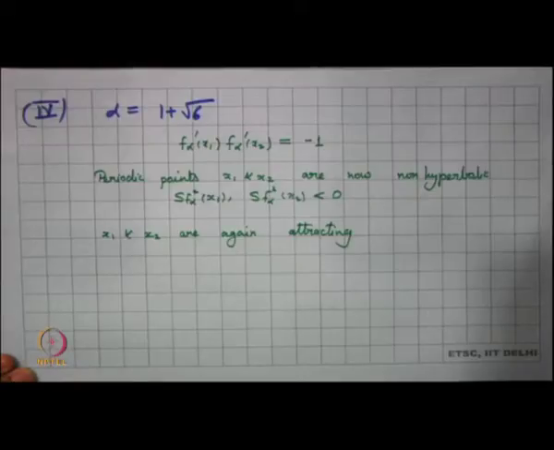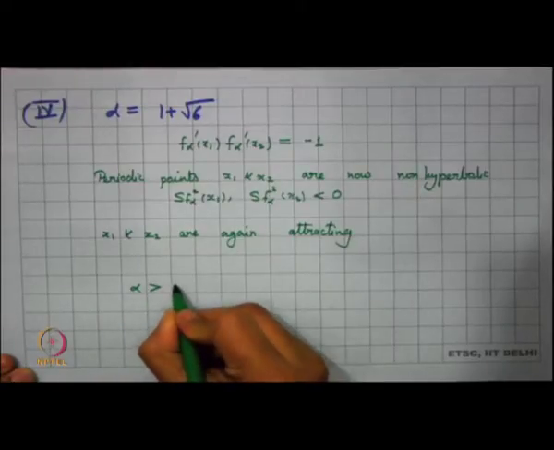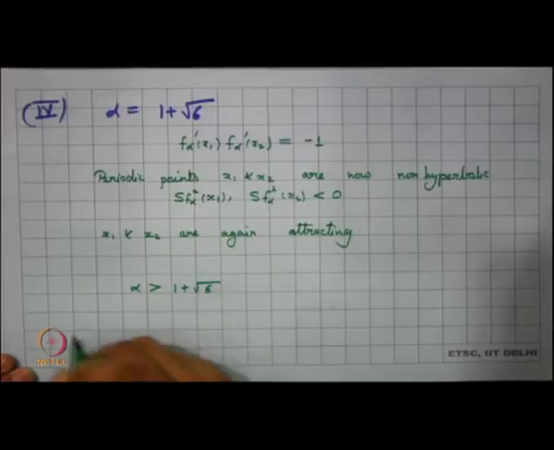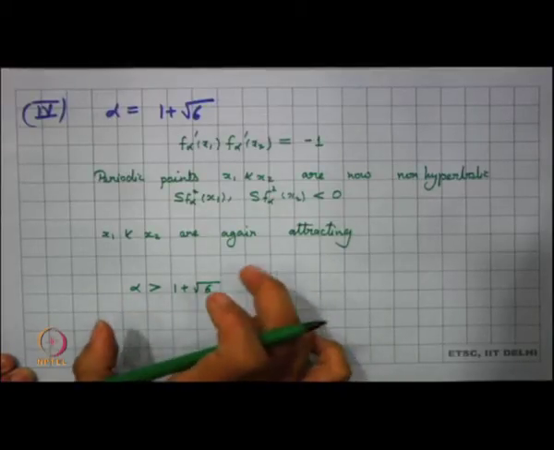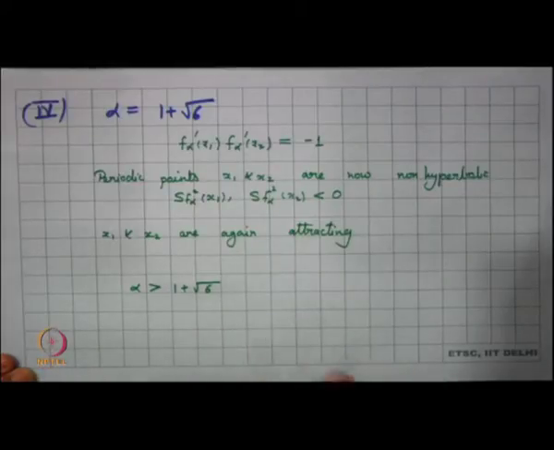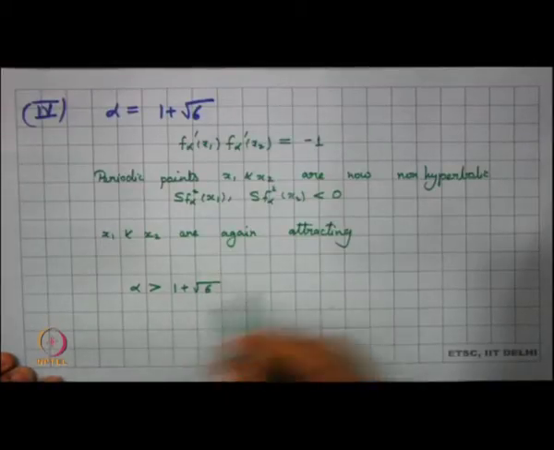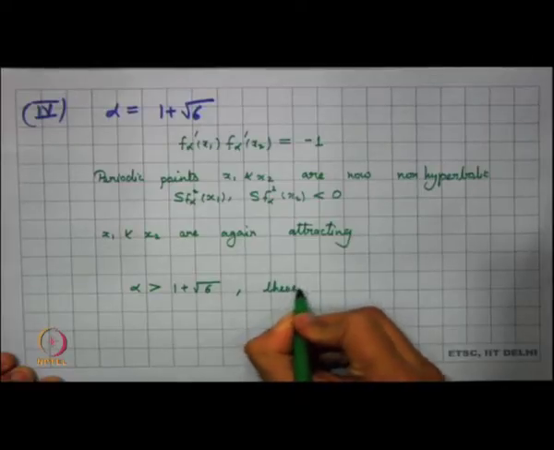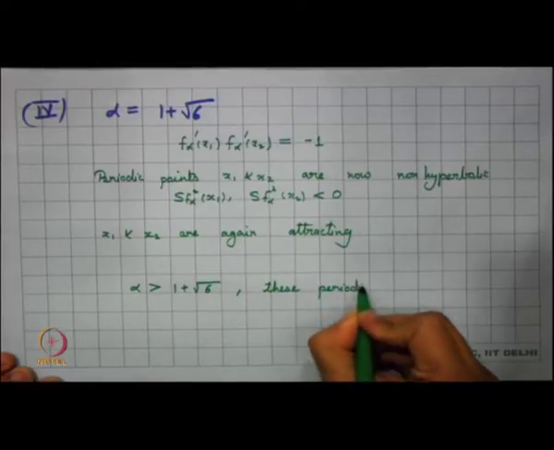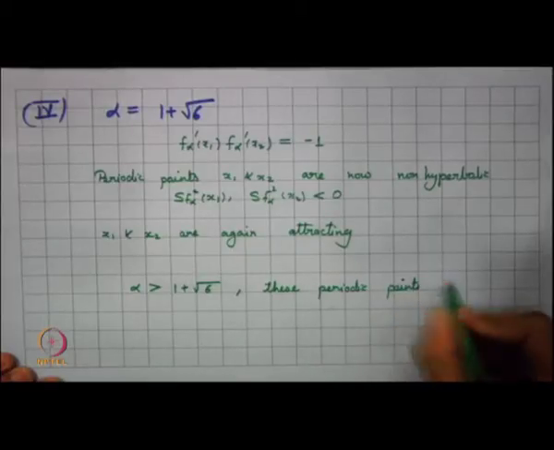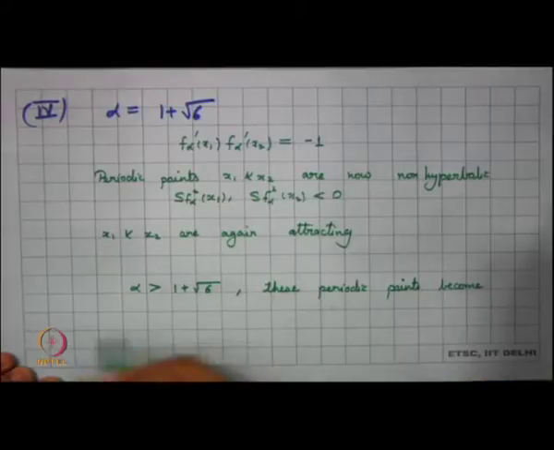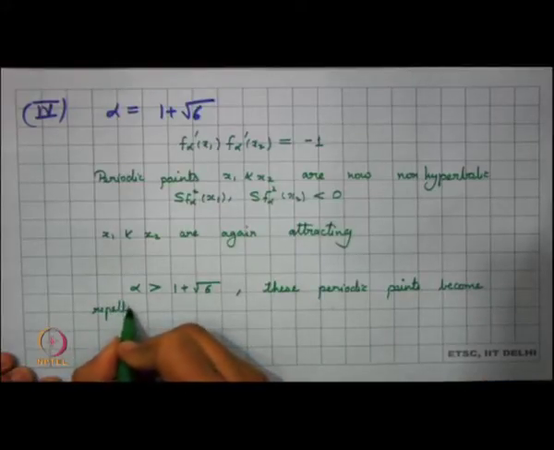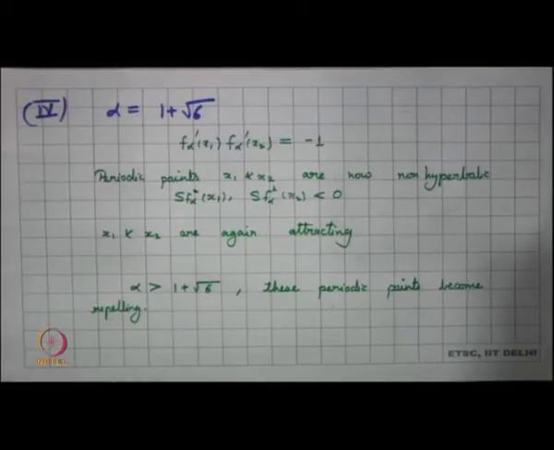But what happens now when my alpha is greater than 1 plus root 6? We find that this periodic orbit becomes a source. They are hyperbolic now, where alpha is greater than 1 plus root 6, and now they become a source. So, when alpha is greater than 1 plus root 6, these periodic points become repelling. Now, if they are repelling, that means the orbit is going somewhere else.